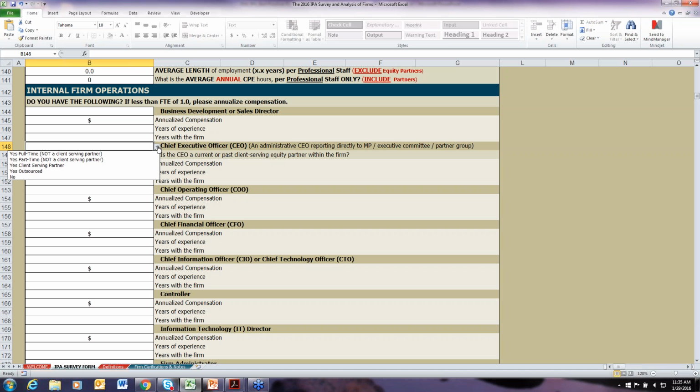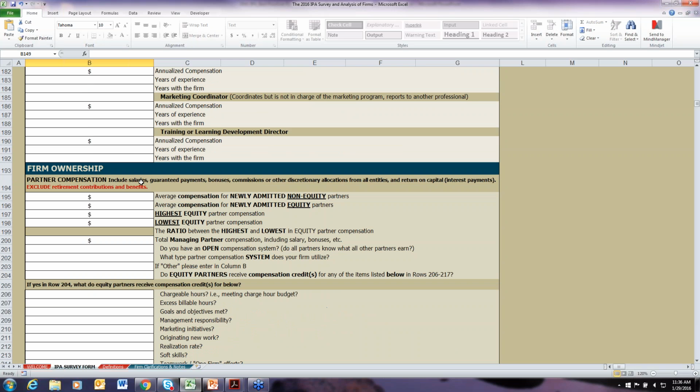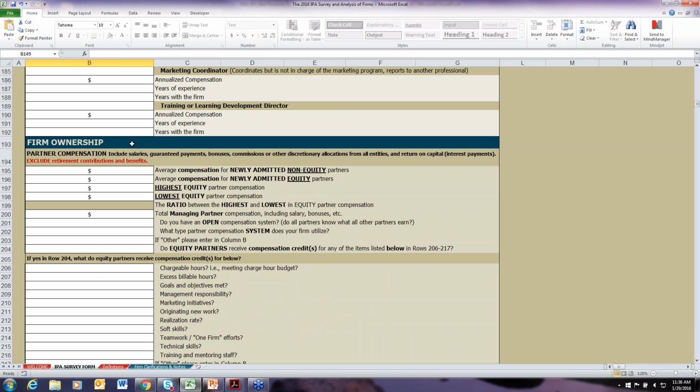Again, you'll have the same part-time or drop-down menus here, and we'll try to weed out some of those firms who might be answering this question incorrectly by adding in row 149, trying to find out whether the CEO is a client-serving equity partner in the firm. Again, we're looking for an administrative CEO brought into the firm to run the firm. All right, let's move on down to the firm ownership area after we get through all of the administrative positions.